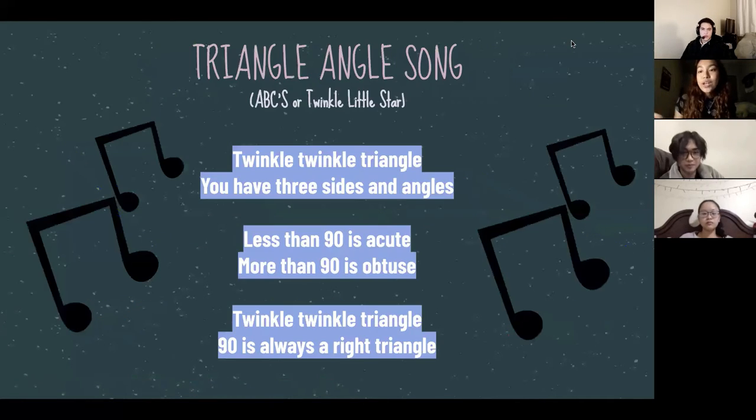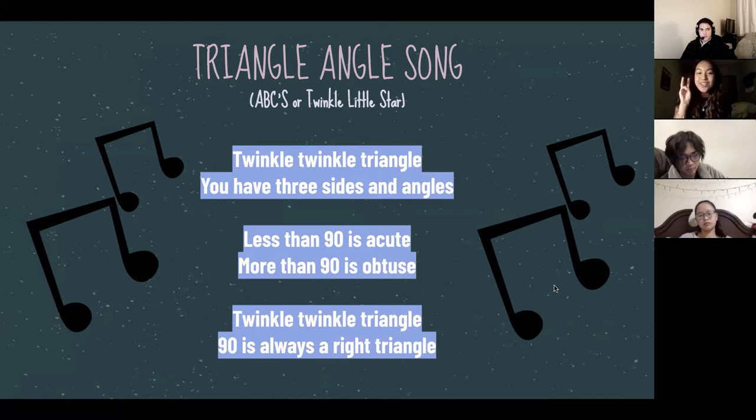Perfect. So a way that we can remember this is by singing a song called the Triangle Angle Song. It goes to the tune of the ABCs or Twinkle Little Star. Do you guys know that song? I'm going to sing a little snippet and then I'll ask Alan to unmute and sing with me while everybody else sings on mute. Got it? So it's going to be twinkle, twinkle, triangle, you have three sides and angles. Got it? Okay, so let's sing together.